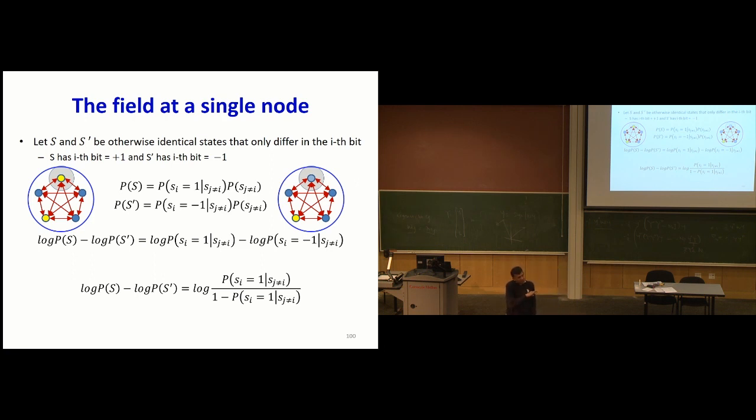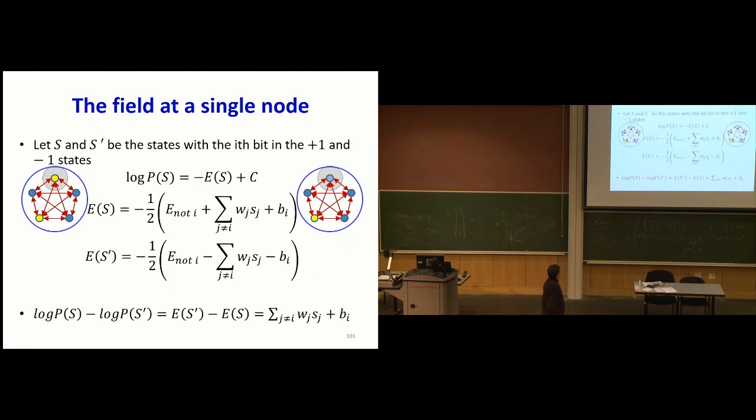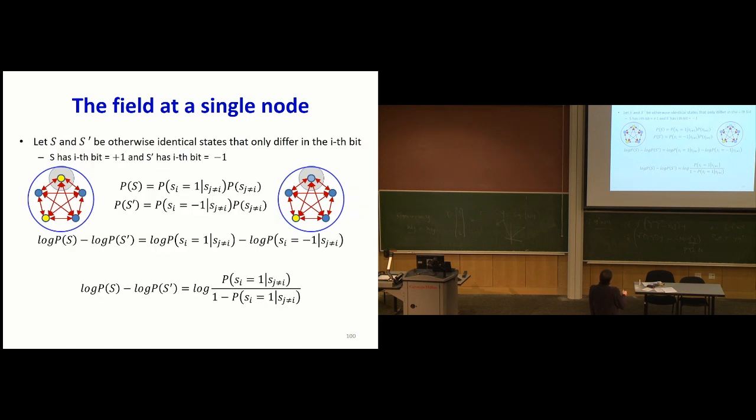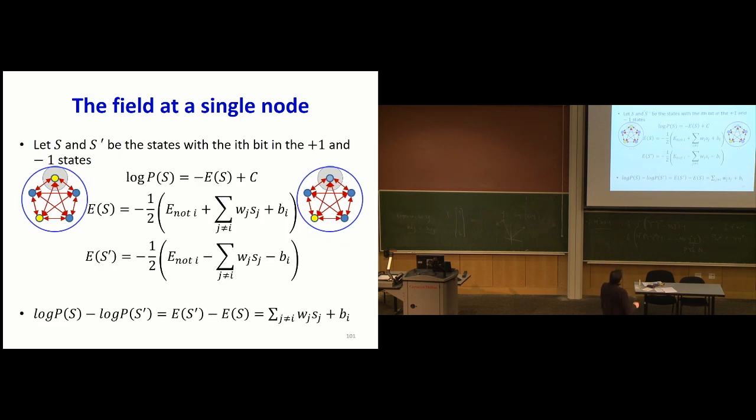So nothing magical. I haven't written anything particularly complicated out here, right? Now let's look at the log of the probability, so this is basically log PS minus log PS prime, right? What does log PS look like? Log PS is simply, again, the probability of any state was proportional to e raised to minus the energy of the state, right? So log PS is simply going to be minus ES plus a scaling constant.